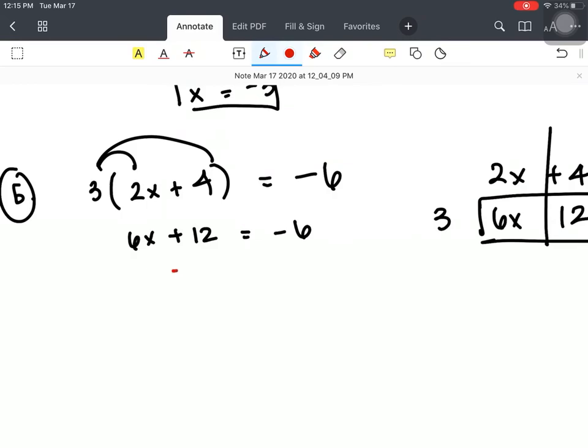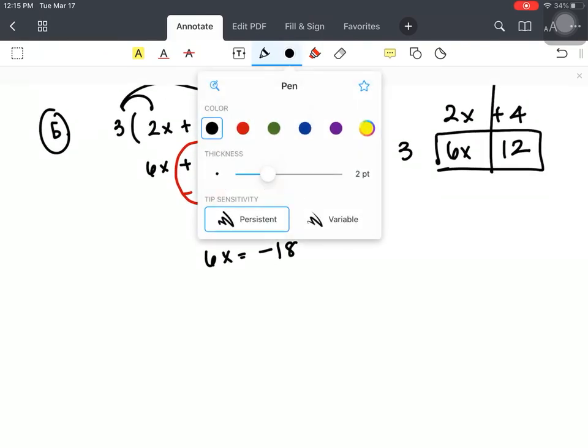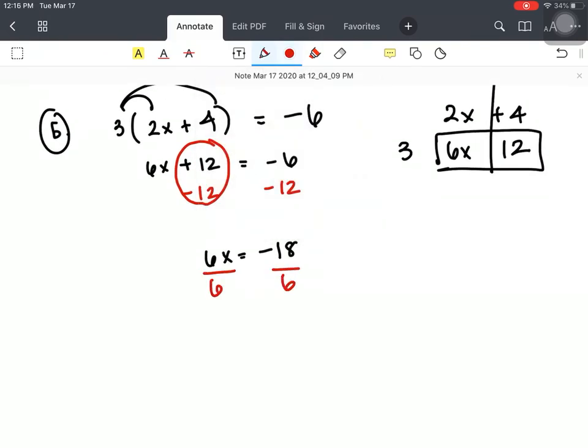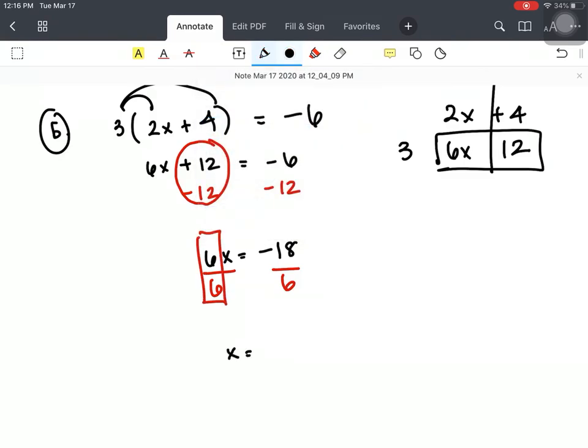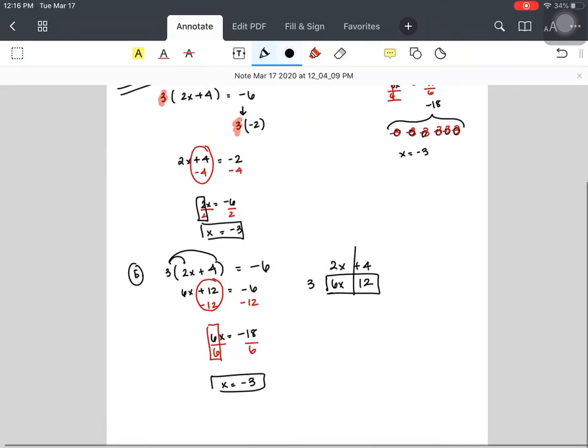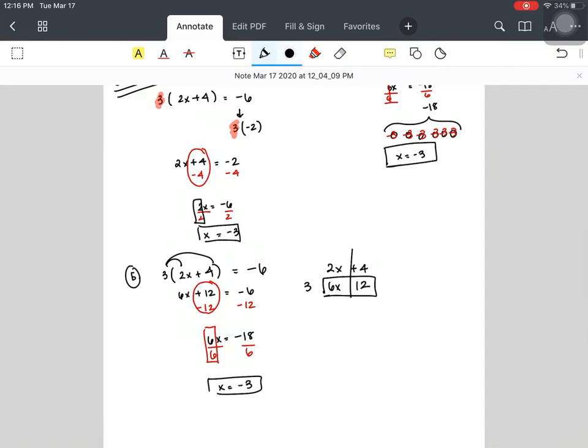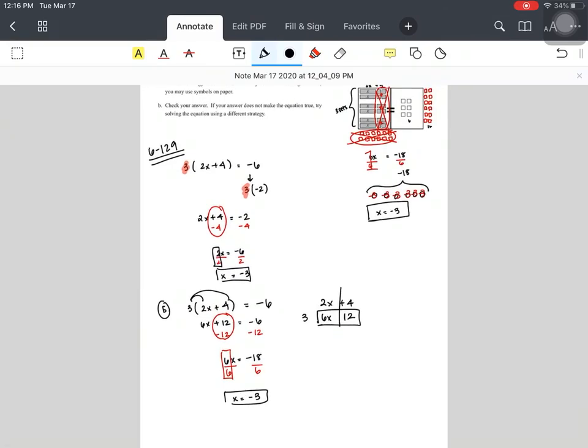Now, same thing again. Bring all your unit tiles to one side. Add negative 12 on both sides. Here's my 0 pair. Bring it down. 6x equals negative 18. Oh, look, that's what we had earlier. Divide both sides by 6 to just get 1x. And this will give you negative 3. So same thing, same solution. And this is kind of like checking, because if I solve it 3 different ways and I still get the same answer, then you're way more confident with what your answer is.